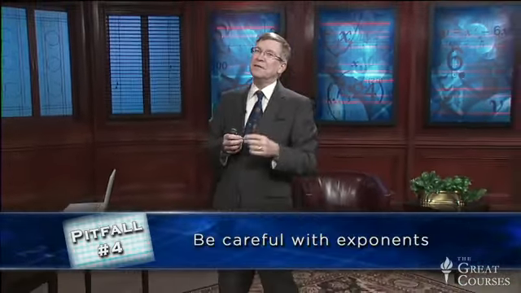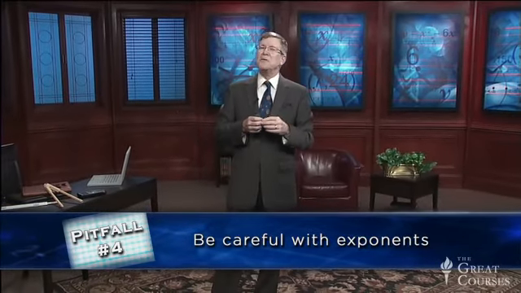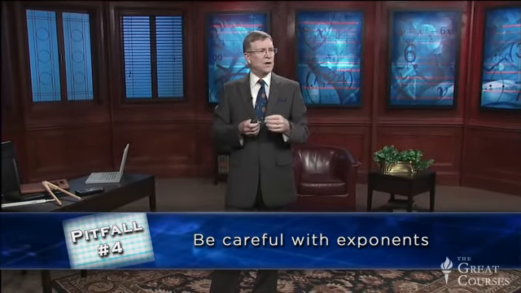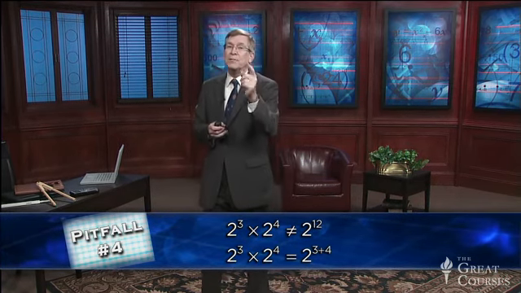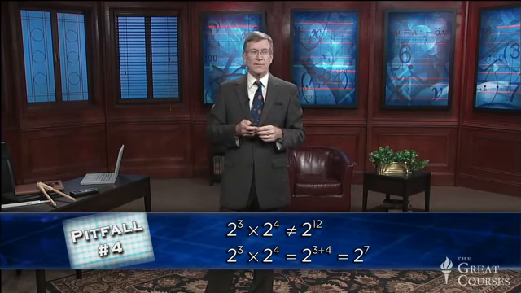Pitfall number 4, be careful with exponents. Here's a very common mistake. I'll illustrate it with an example. 2 cubed times 2 to the 4th is not 2 to the 12th. You don't multiply the exponents, you add them. So it's 2 to the power 3 plus 4, or 2 to the 7th.